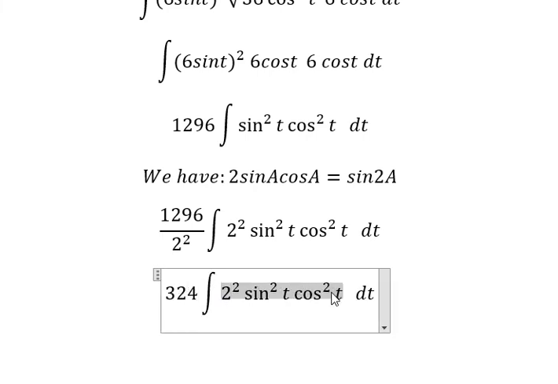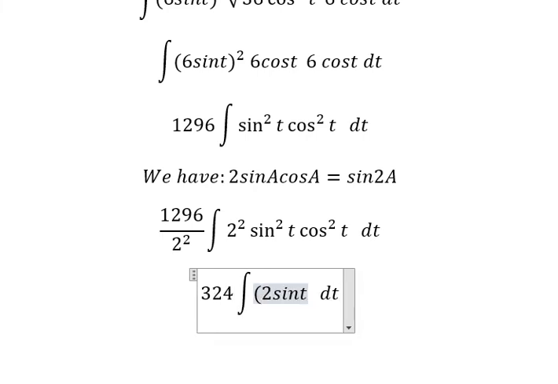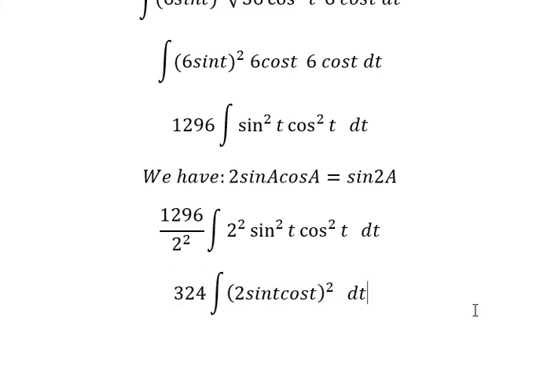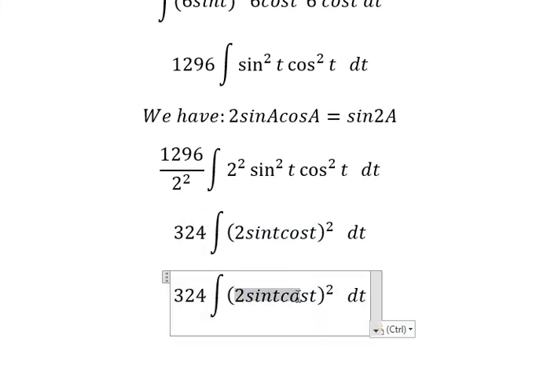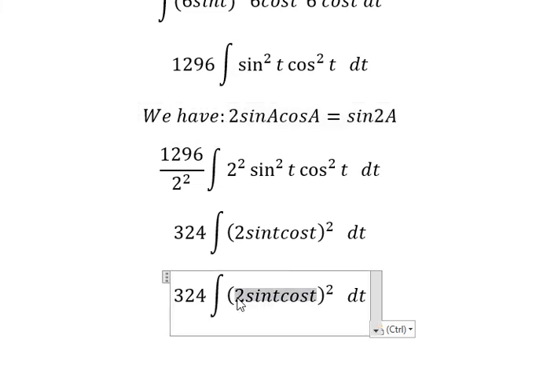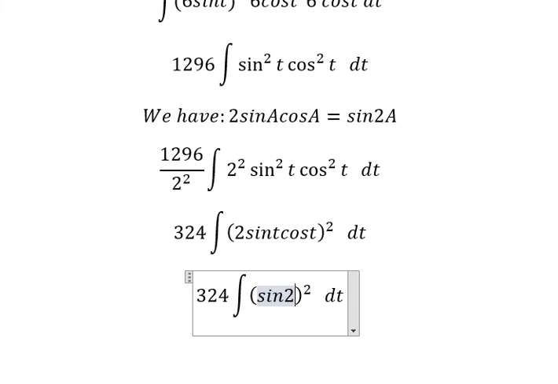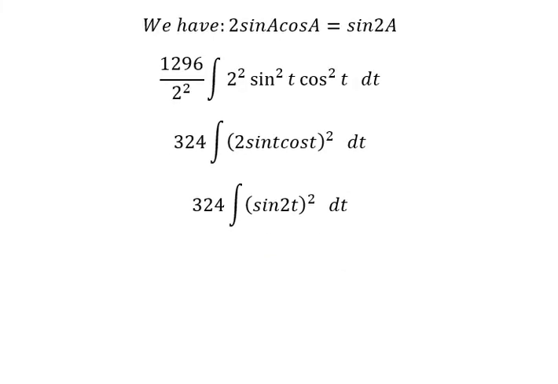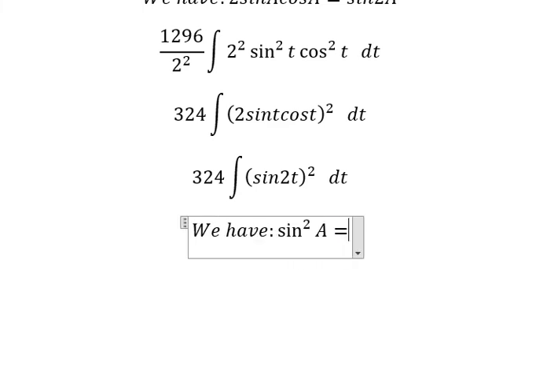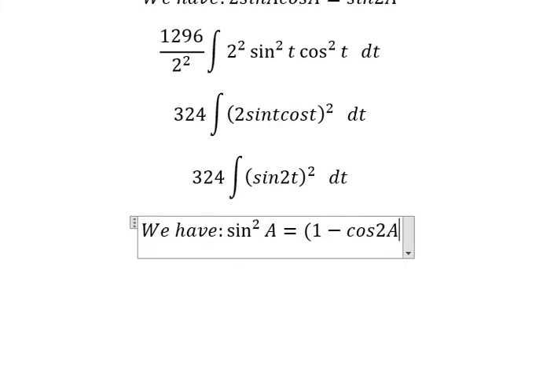This one we can write as 2 sin t cosine t, everything to the power of 2. And then this one is similar to this one. So we change 2 sin t cosine t into sin 2t. Now we have another formula in here. Sin 2A squared equals 1 minus cosine 2A over 2.